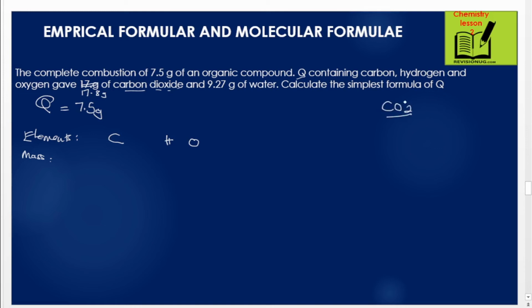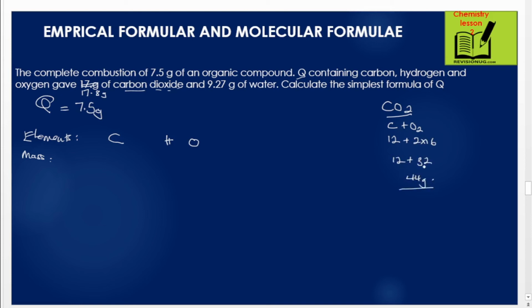Now, are you seeing this carbon dioxide? It has its mass. What is its mass? That is its RFM, the relative formula mass. It has carbon, and it has oxygen, 2 of them. Now carbon is 12, and oxygen is 2 times 16. Now this is 12 plus 32, which is going to be 44 grams.